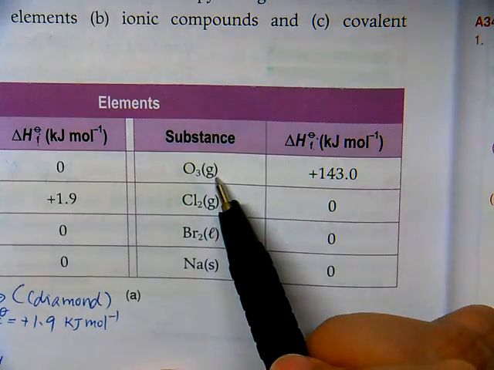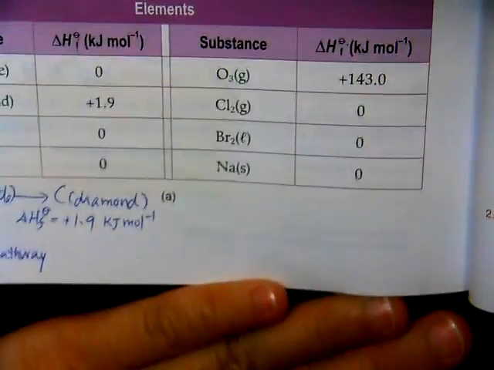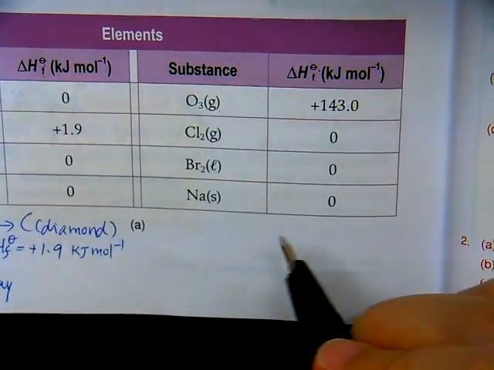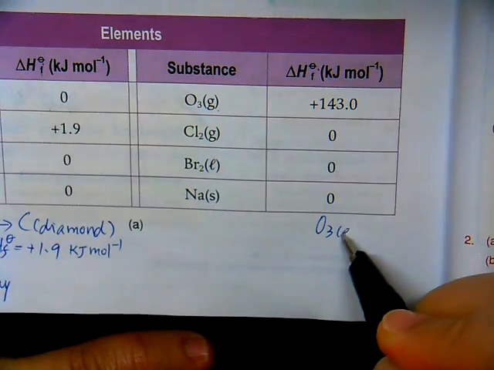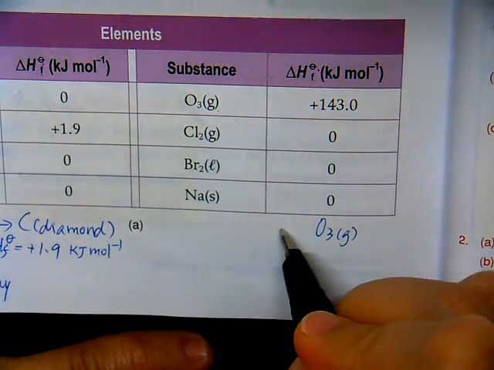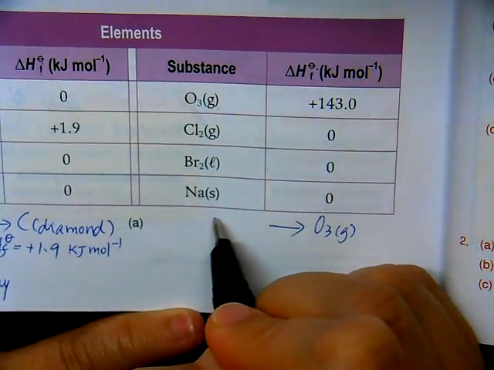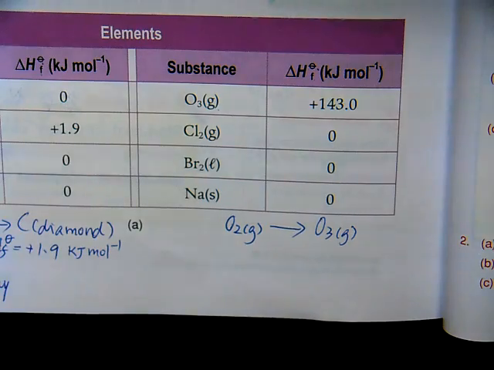Now, similarly for ozone, can you please write down an equation for the standard enthalpy change of formation of ozone? Now, please pause the video and try by yourself. Let's check the answer, okay? Formation of ozone. That means ozone is on the product side. From its constituent element, oxygen.